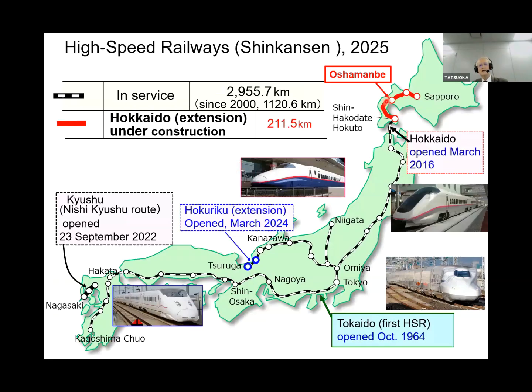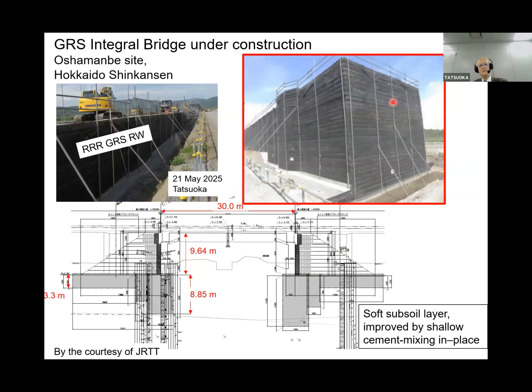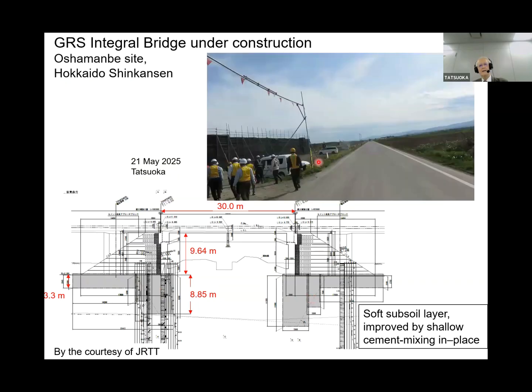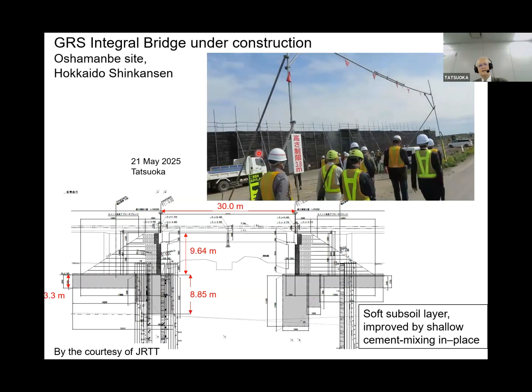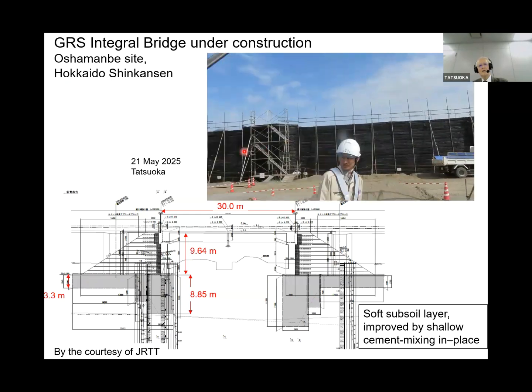And here is the Oshamambe site under construction. This is a picture I took this last May, and this is a GRS integral bridge. The soft subsoil was improved. And this is a view of the GRS retaining wall.